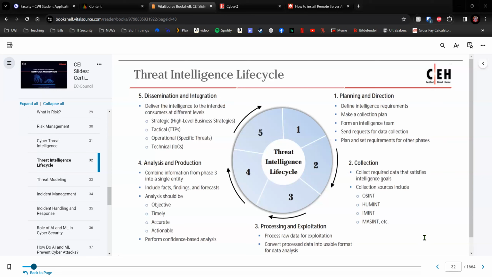And then lastly, disseminate and integrate. Deliver the intelligence to the intended consumers at different levels. So you have your strategic, tactical, operational, and technical areas that it needs to be delivered to, and then it just goes back into the life cycle and away you go for the next section.